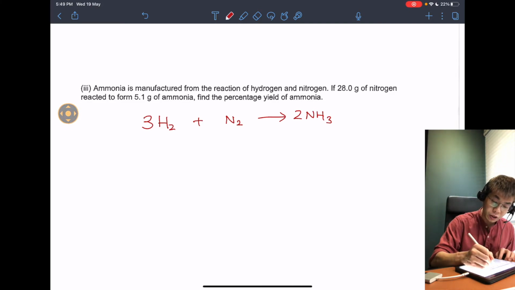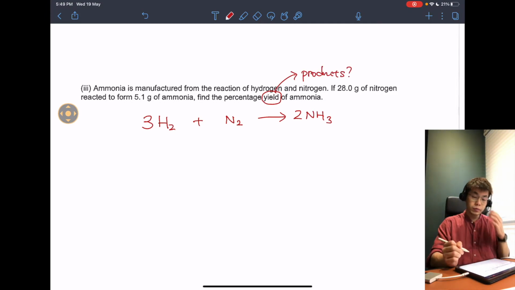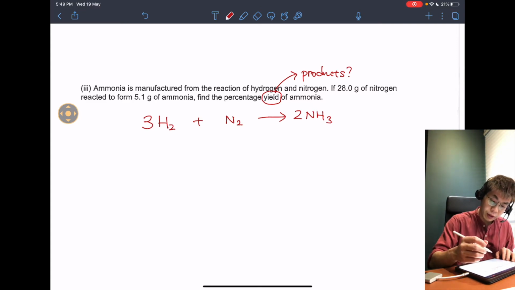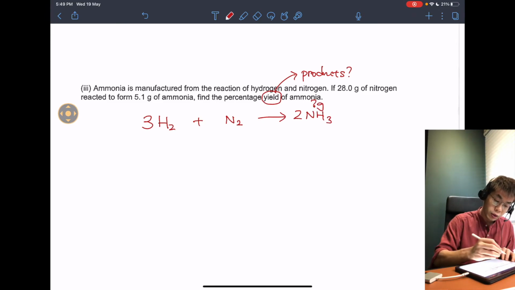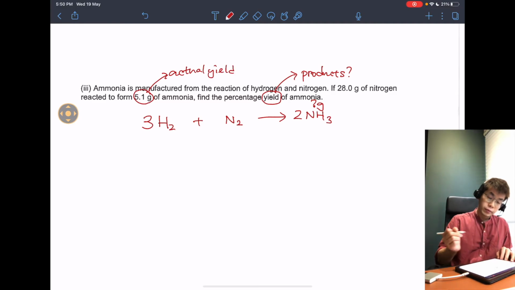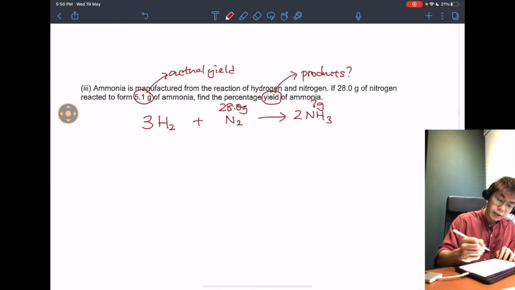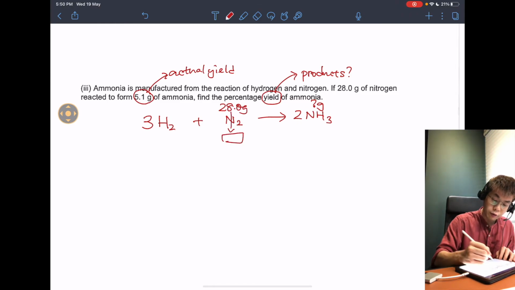I want to find the percentage yield, so I remind myself, percentage yield is for products. So over here, question mark grams for products, and my 5.1 grams is my actual yield. I start with 28 grams of nitrogen. Be careful where you write it. I need to go down, find the number of moles, go across, find the number of moles, and then go up.